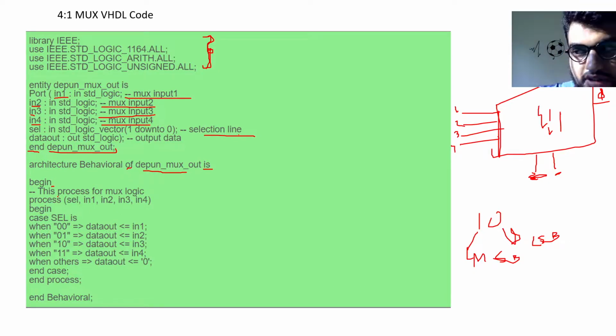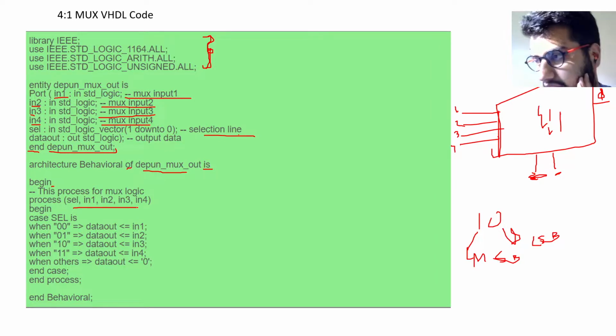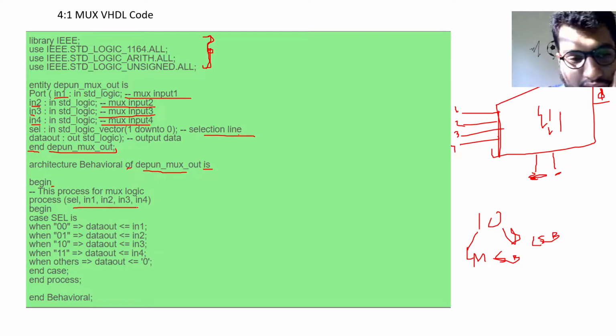Then we are using this process statement. A process is basically where code is executed sequentially. It consists of 3 parts. One is the sensitivity list, represented in the parentheses, which means what the process is sensitive to. Any change in this, the process is sensitive to. Then we have the declaration part, and then the sequential part. Whatever we write in the process occurs sequentially.